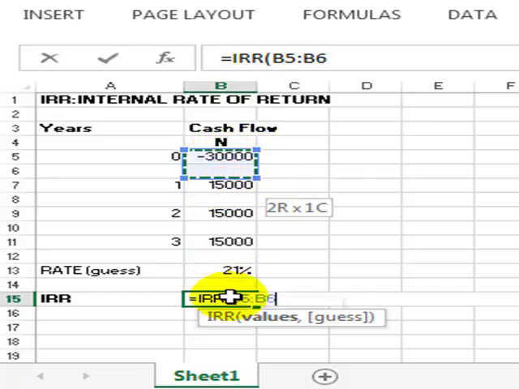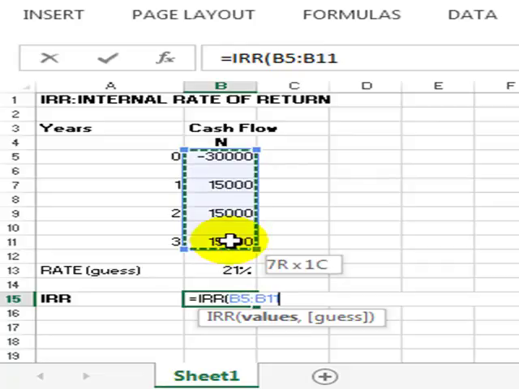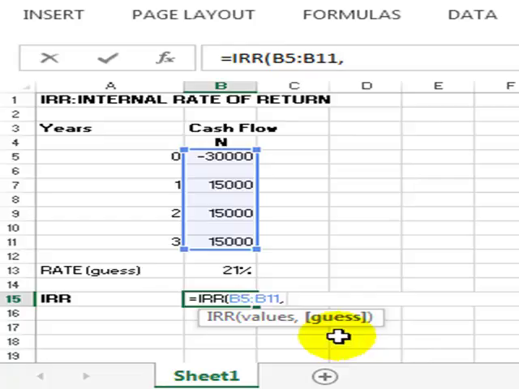So click on the cell for the cash outlay, then we drag it to the third year of the project, then the cash inflow of 15,000 naira, and type a bracket. Then the next thing Excel requires is the guess. Now, the guess, recall, we could decide to omit. If omitted, Excel will assume 10%. Now we are looking at what rate this cash inflow will equal the cash outflow. That is what the internal rate of return is used to look for.